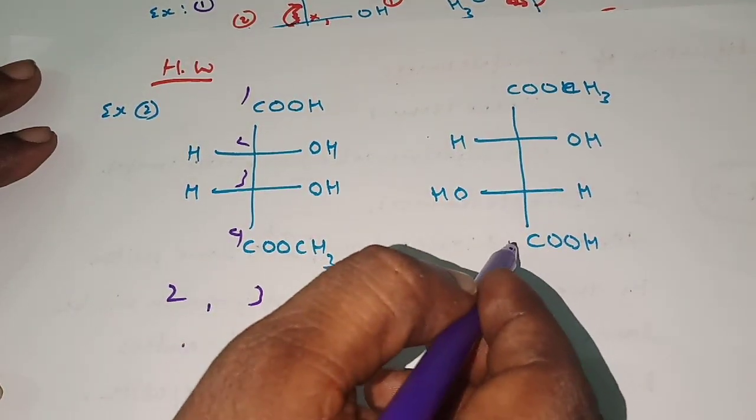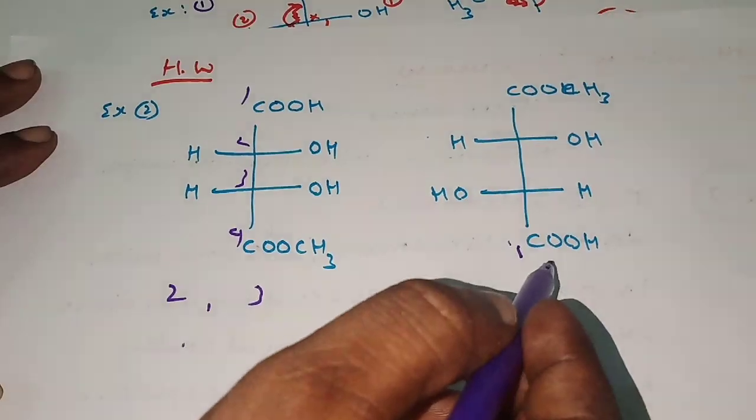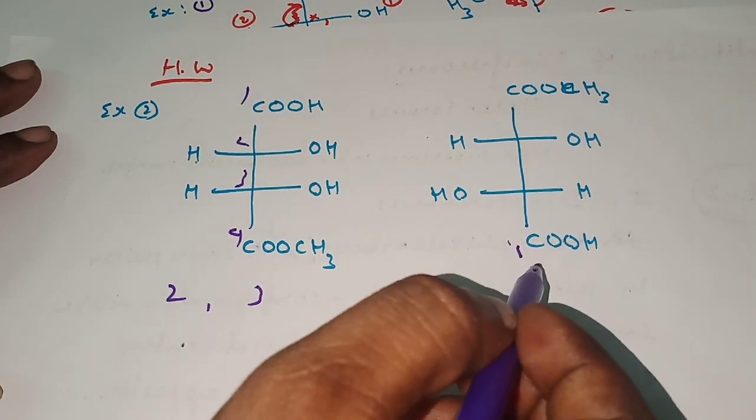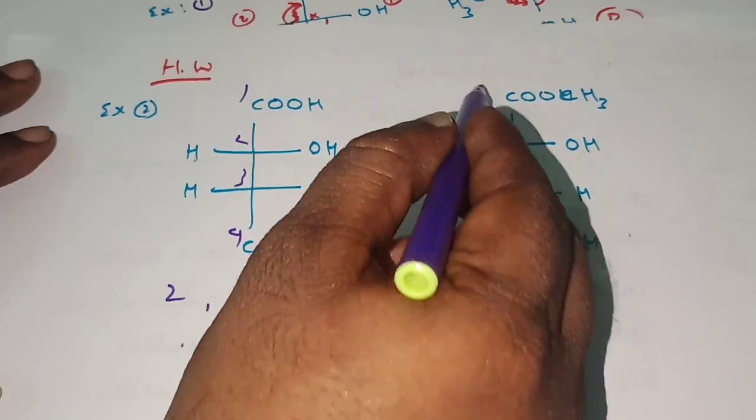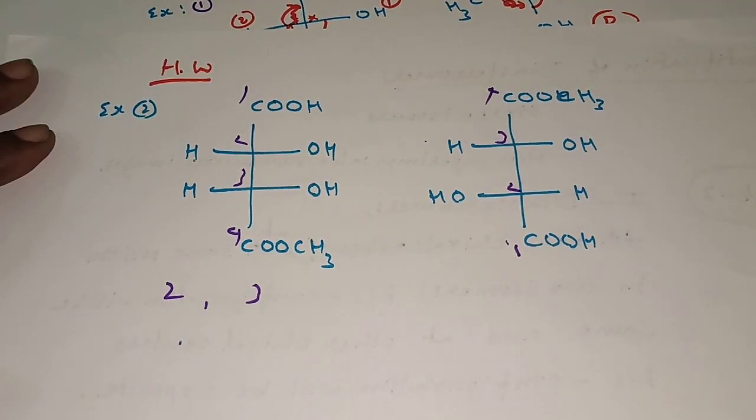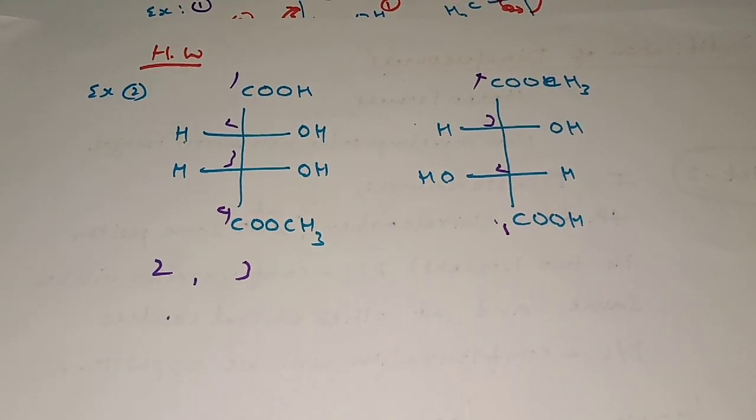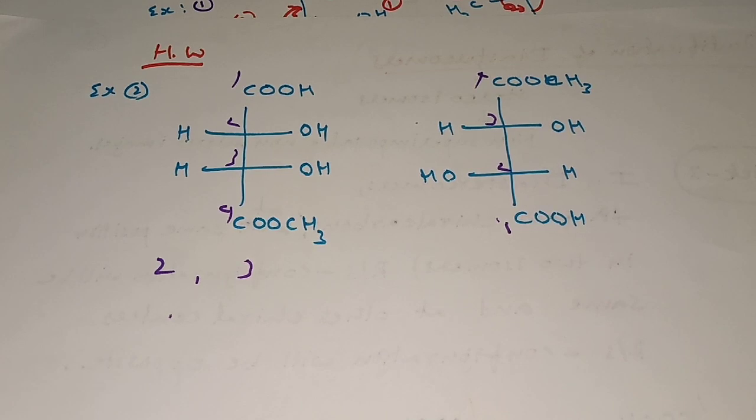Here, the carboxylic acid is below. Don't consider from top to bottom. So here is the first carbon, next second, third, and fourth. Like this, you have to do. Okay, right, guys? So this is all about applications of absolute configuration.